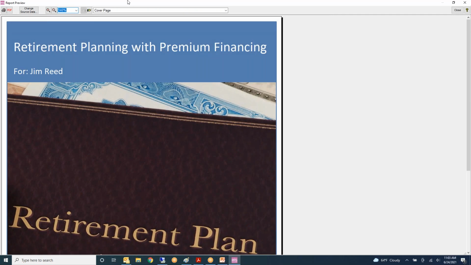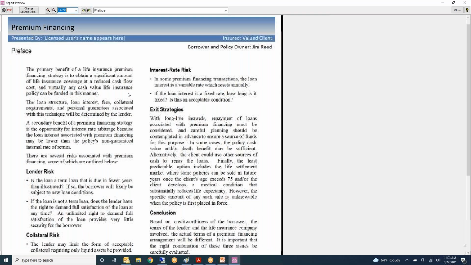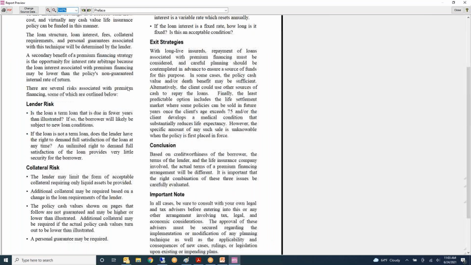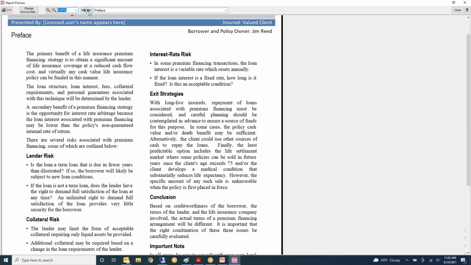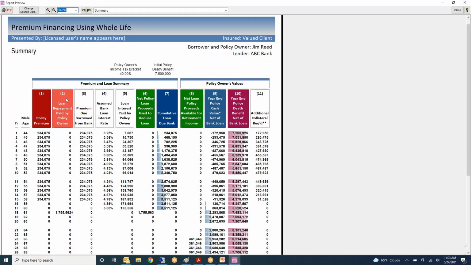So the cover page comes with a nice preface talking about the pros and cons of this. Okay. Summary report is a key report. It shows the premium and loan summary. Premium is this much, and premium borrowed from the bank. 100% of the premium is being borrowed. What is the interest rate, and how much is the annual dollar amount that the policy owner needs to pay back to the bank.